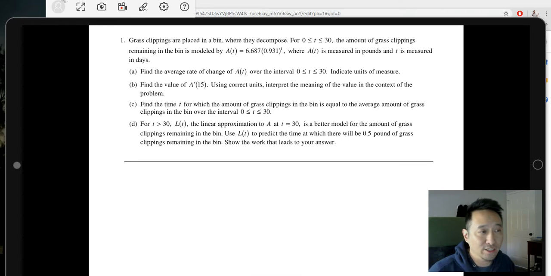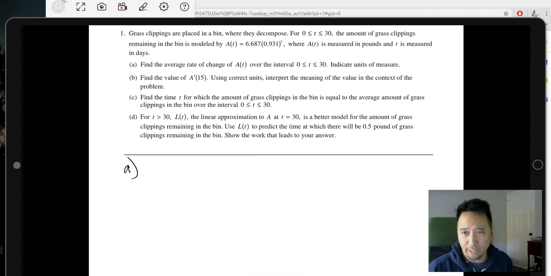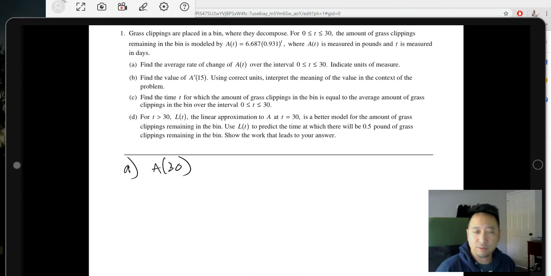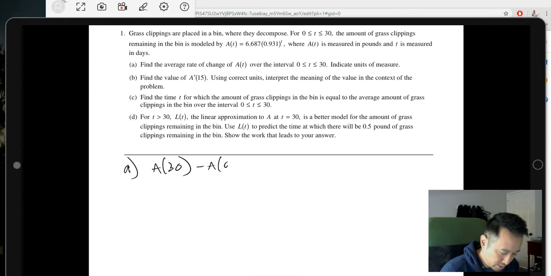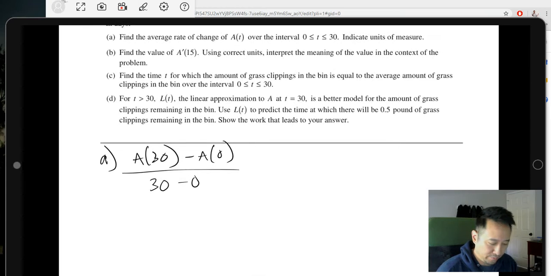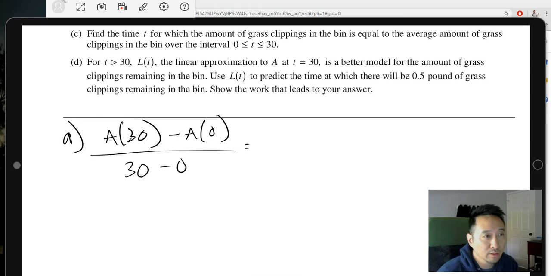Find the average rate of change of A of t over the interval 0 to 30 seconds. Indicate units of measure. Okay, so letter A, the average rate of change over 0 to 30 seconds would simply be the amount at 30 seconds, minus the initial amount, A of 0, over the change in time, 30 minus 0. Now this is a calculator problem, so we're just going to punch all that in your calculator.